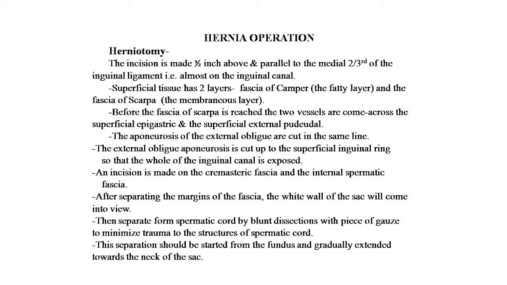The external oblique aponeurosis is cut up to the superficial inguinal ring, so that the whole of the inguinal canal is exposed. An incision is made on the cremasteric fascia and the internal spermatic fascia. After separating the margins of the fascia, the white wall of the sac will come into view. Then separate it from the spermatic cord by blunt dissection with a piece of gauze to minimize trauma to the structures of the spermatic cord. These separations should be started from the fundus and gradually extended towards the neck of the sac.